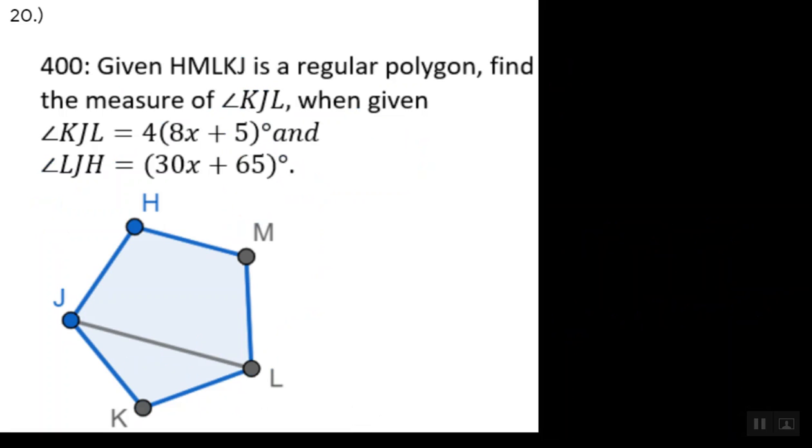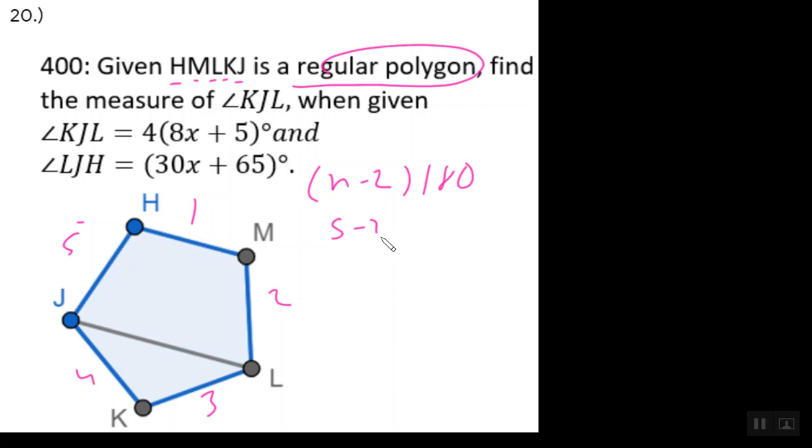Okay, here we have problem number 20. Given HMLKJ is a regular polygon. Notice it has 1, 2, 3, 4, 5 letters, therefore it must have 1, 2, 3, 4, 5 sides. It is a regular pentagon. We can use our formula, n minus 2 times 180. We can do 5 minus 2 times 180. We know 5 minus 2, remember 5 is the number of sides, is 3 times 180, which turns out to be 540.